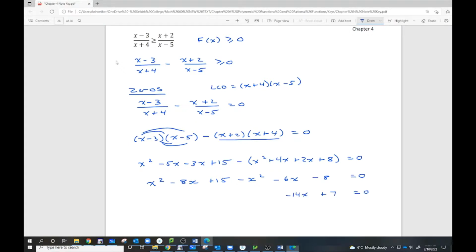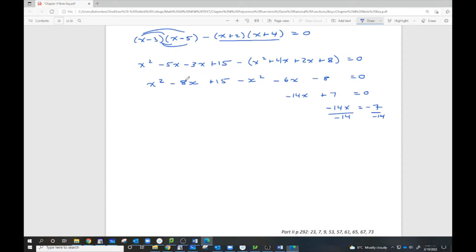Then I'm going to solve for x. I get negative 14x equals negative 7. And I'm going to divide by negative 14. Sometimes I show this one because people always try to divide the other way. And you should get x equals a half. So now I know one of my critical values is that my x-intercept is a half.